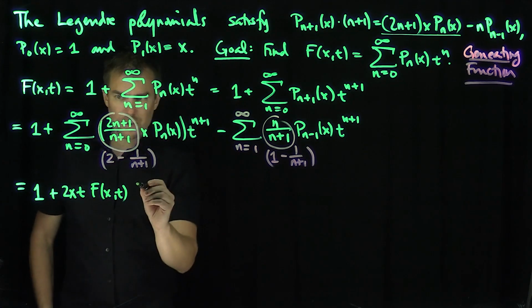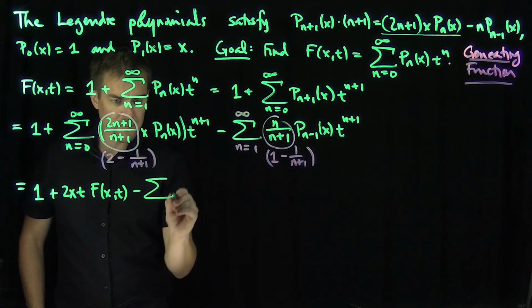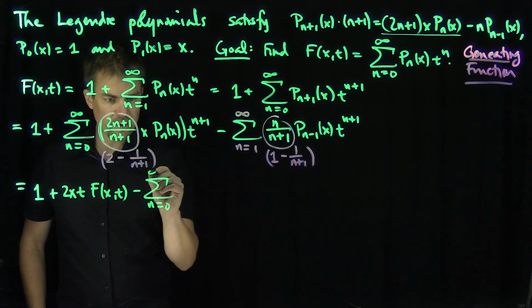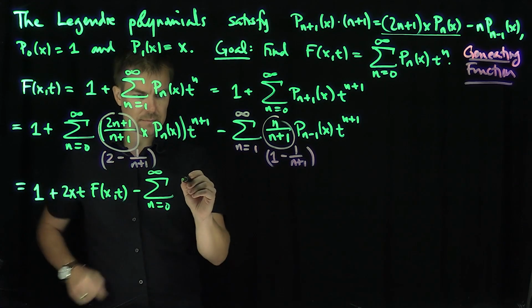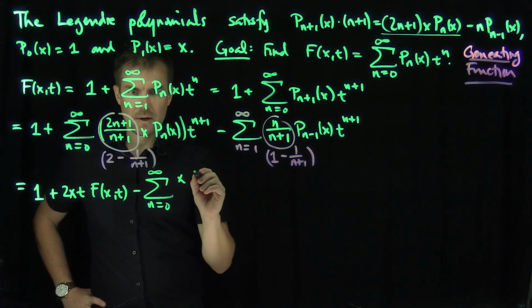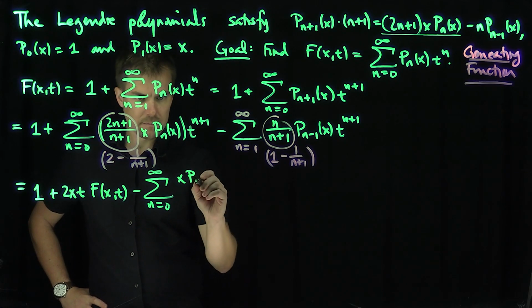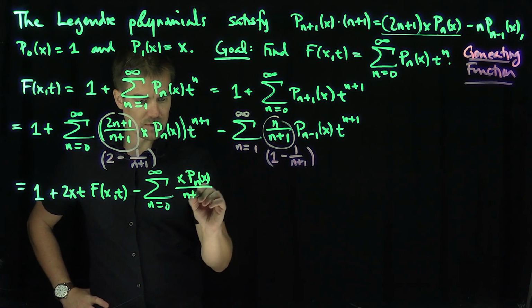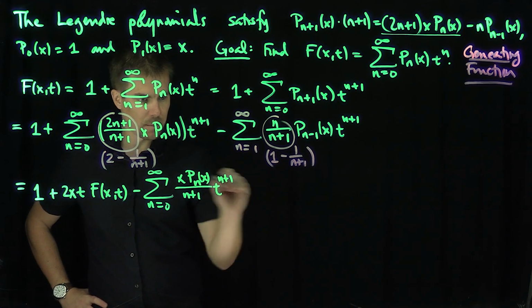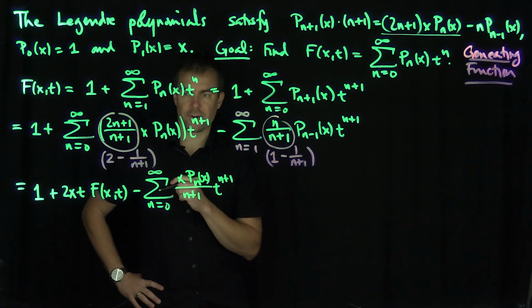And then what's left over is going to be minus the sum, n goes from 0 to infinity, of 1 over, let's see, we're going to have an x, then we'll have a Pn. I'm going to suppress the x on that. Well, let's just leave it over there. Over n plus 1, and then t to the n plus 1, like that. So that's the term we have to figure out.